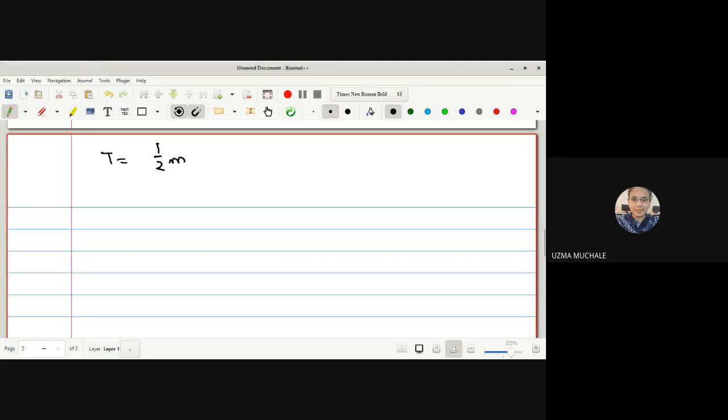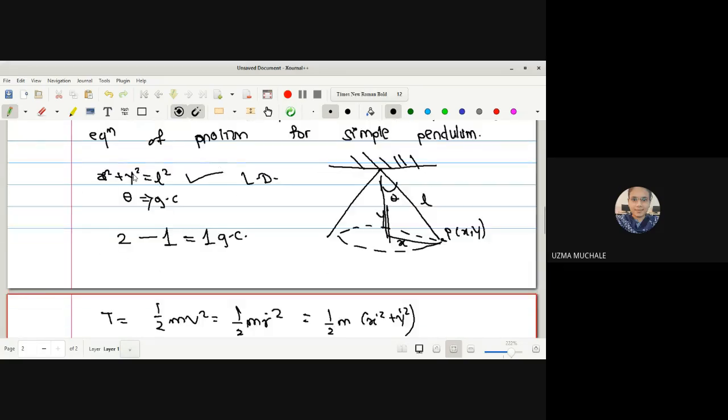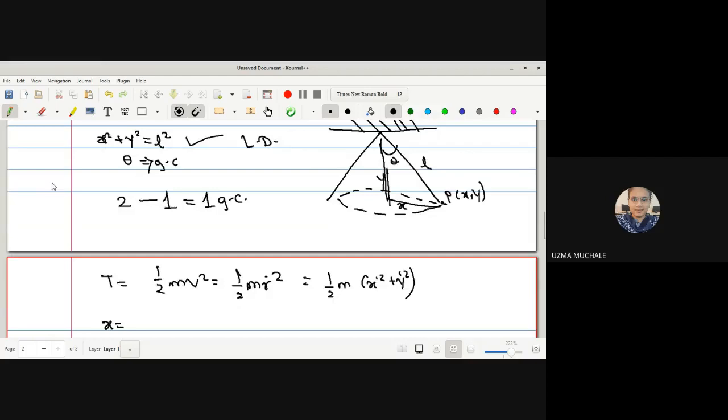T is equal to 1 upon 2 mv square, which is equal to 1 upon 2 m r dot square, which is equal to 1 upon 2 m (x dot square plus y dot square). Right. Now, if you remember, the value of x we calculated from the figure: x is L sin theta, and y is L cos theta.